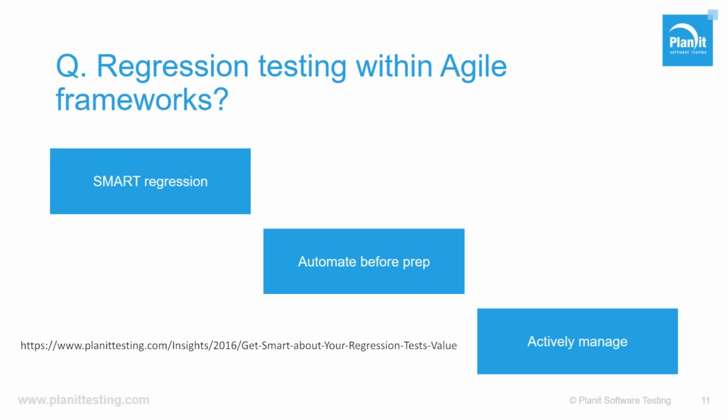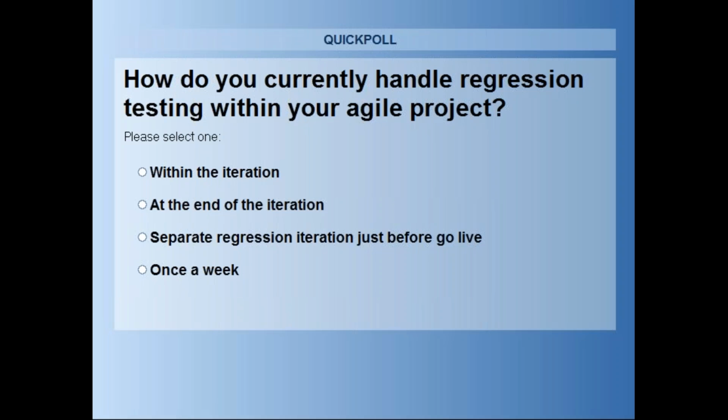audience. So I just want to understand what and how you do your regression testing in your Agile projects currently. So how do you handle testing within your Agile projects? Is it within the iteration? Are you doing it at the end of the iteration? Do you have a separate regression iteration just before go live? Or are you doing regression testing, say, once a week or on a periodic basis?